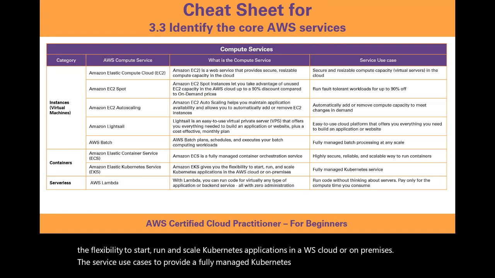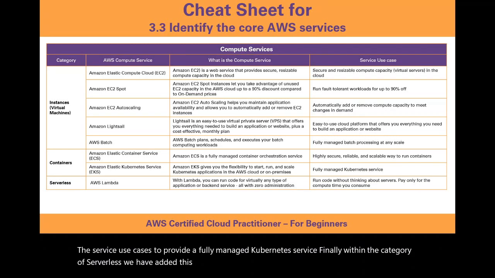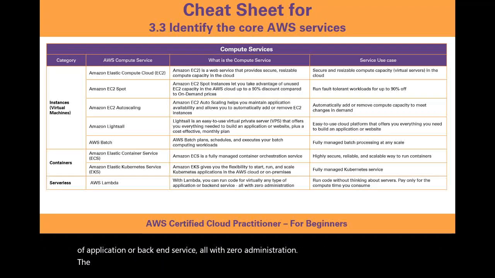Finally, within the category of serverless, we have AWS Lambda. With Lambda, you can run code for virtually any type of application or backend service, all with zero administration. The service use case is to run code without thinking about servers and to pay only for the compute time that you actually consume.